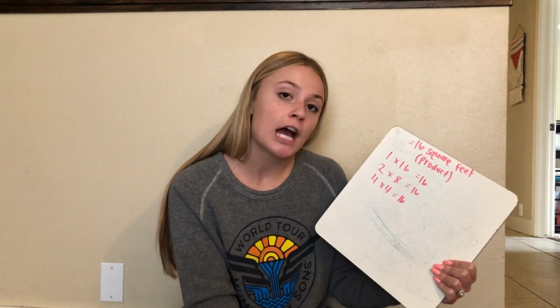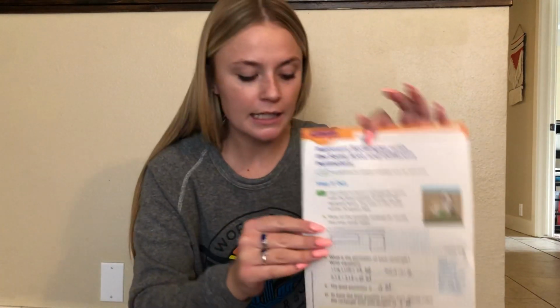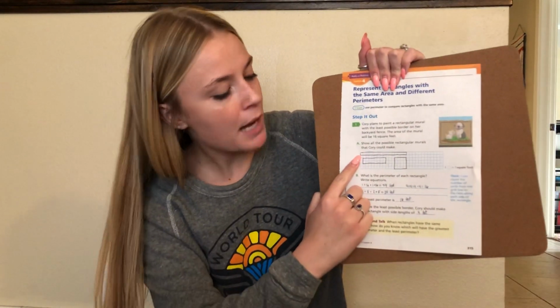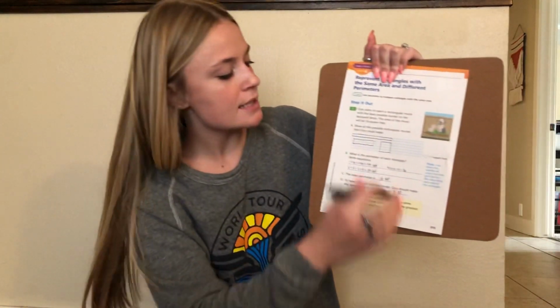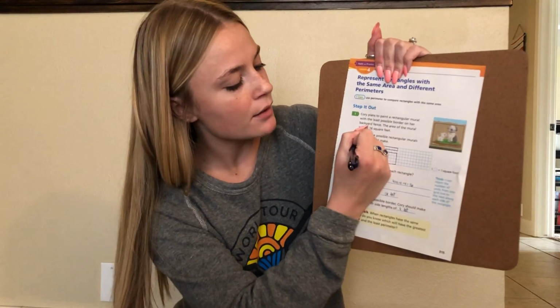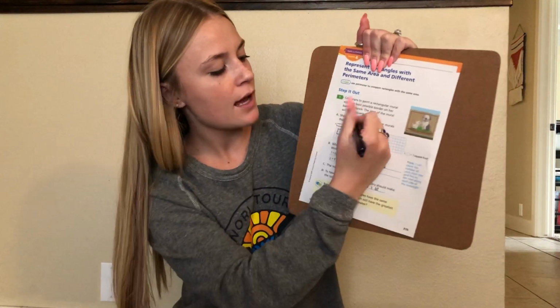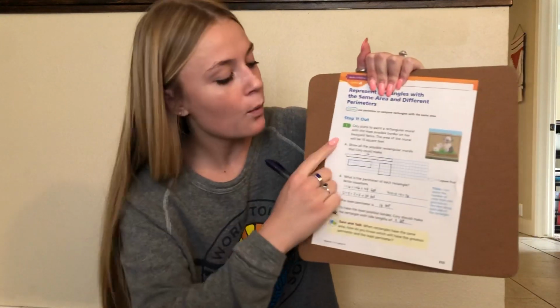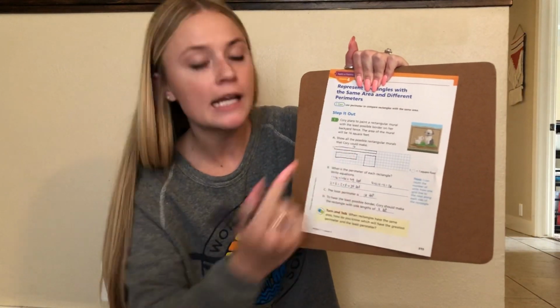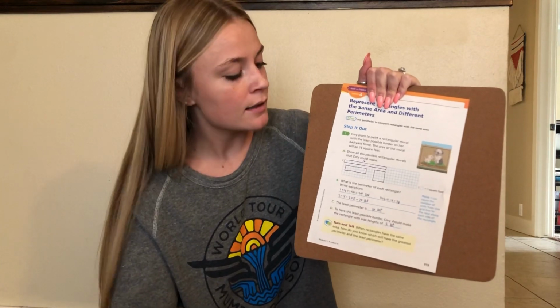So now I'm going to draw it out. And so I drew it out on my paper, so I want to show you. Hopefully you can kind of see it. Maybe I'll do it against this board. Okay, so this is my 1 by 16 perimeter. 1 is on the side, 16 is on the top, okay? 1 times 16 equals 16.